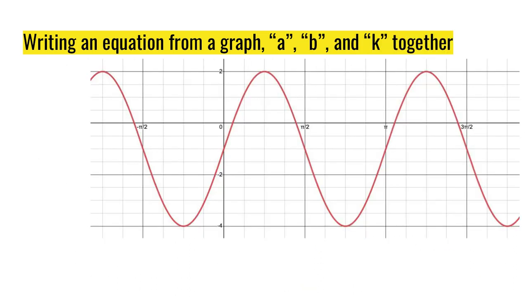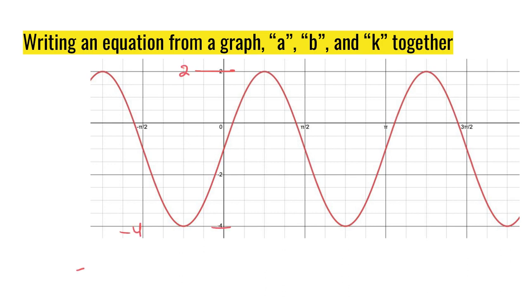Next graph here has a little bit more going on, so let's check this one out. The first thing that I actually want to look at is my midline and my amplitude. From there, I'm going to start then identifying what the period is. I see that I'm extending all the way from 2 down to -4.